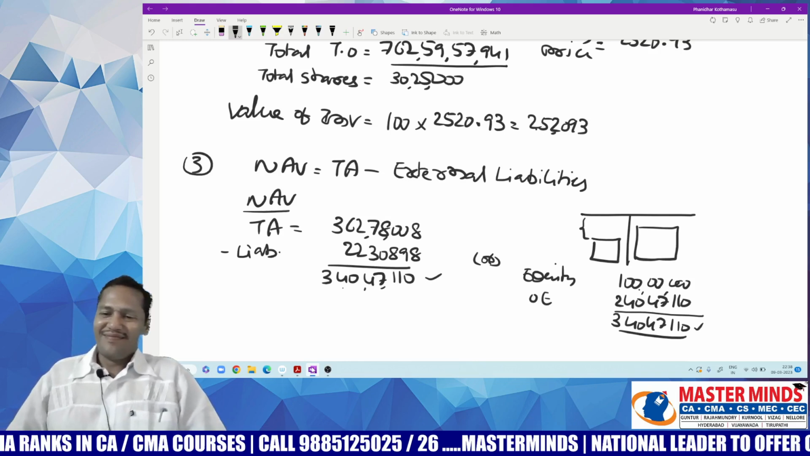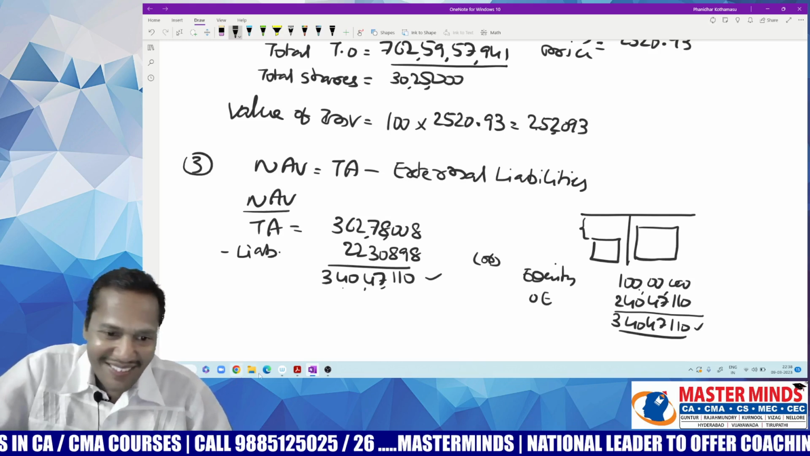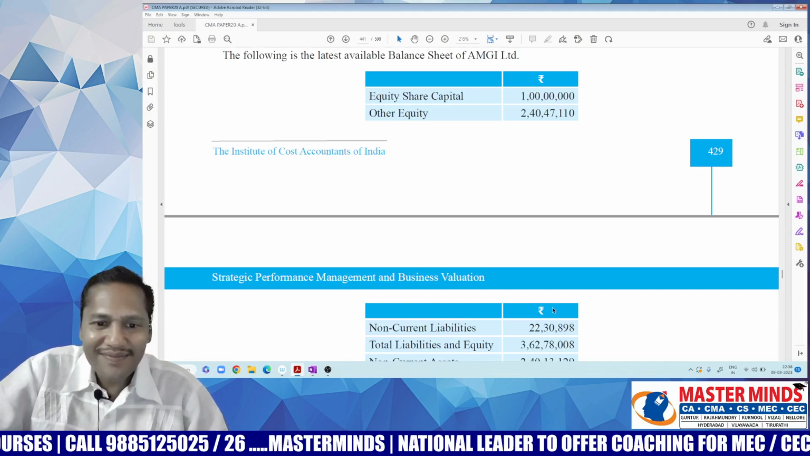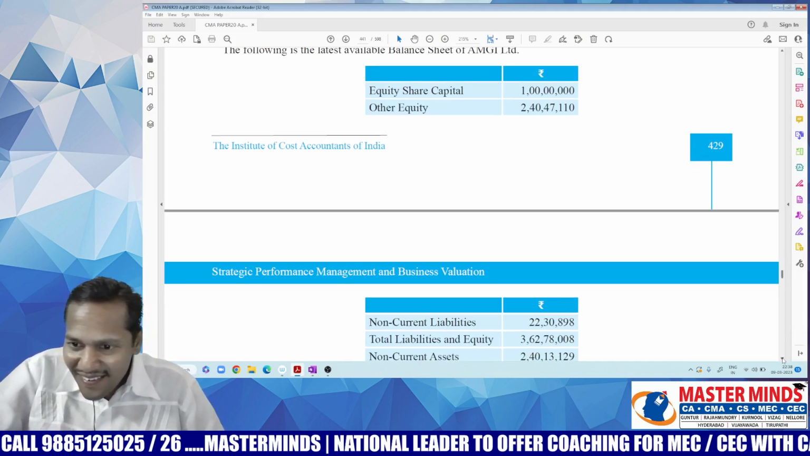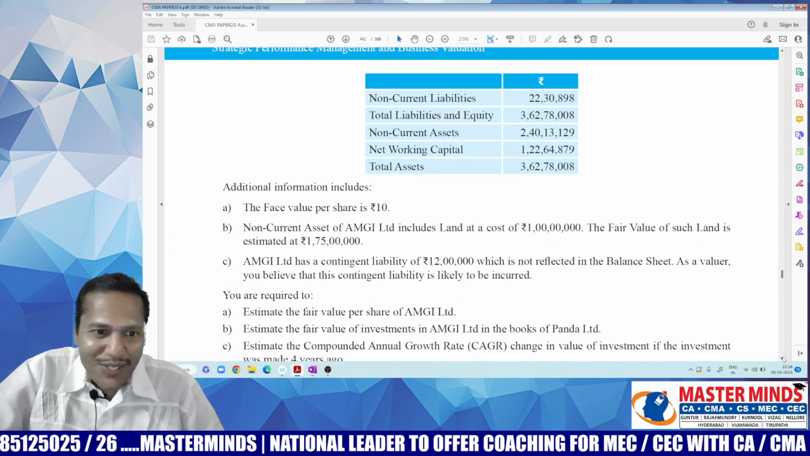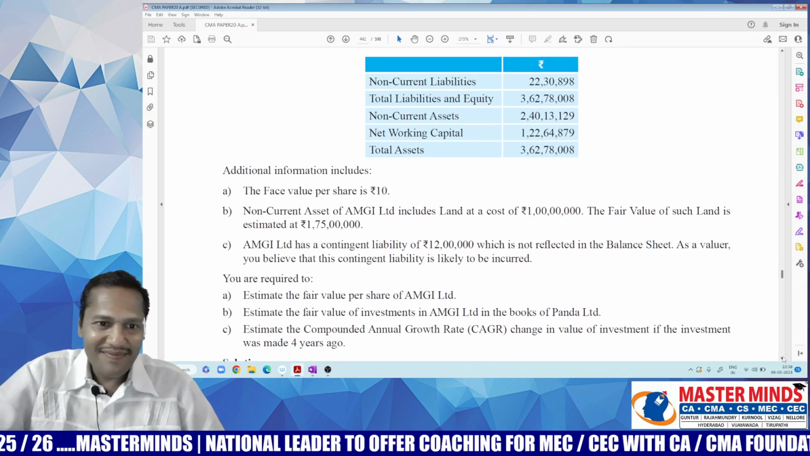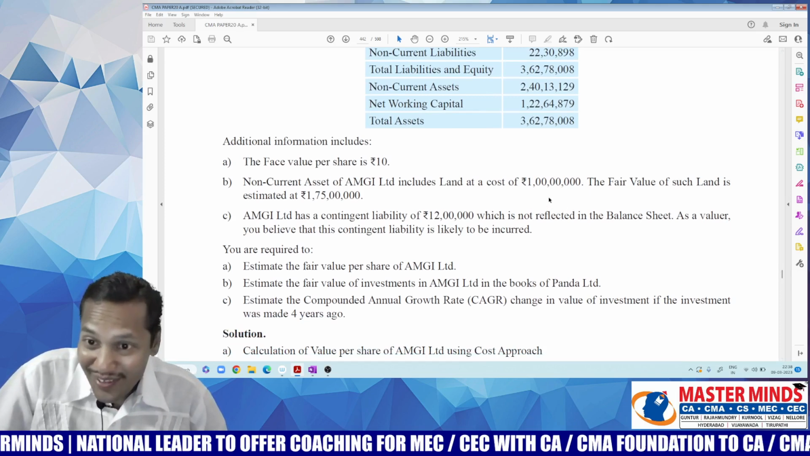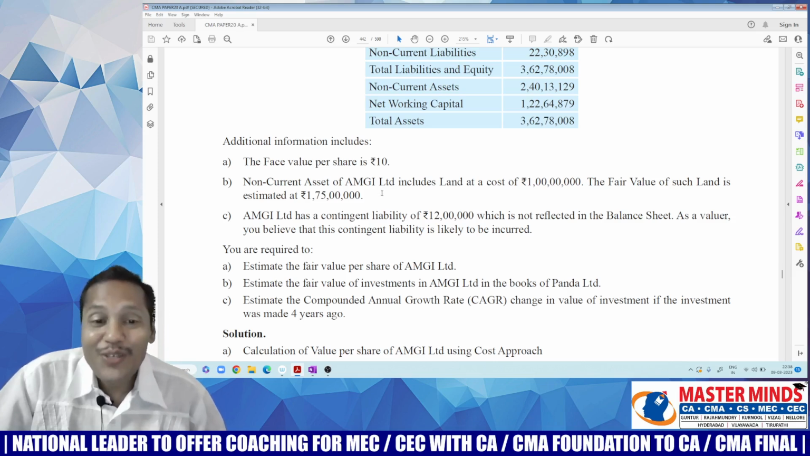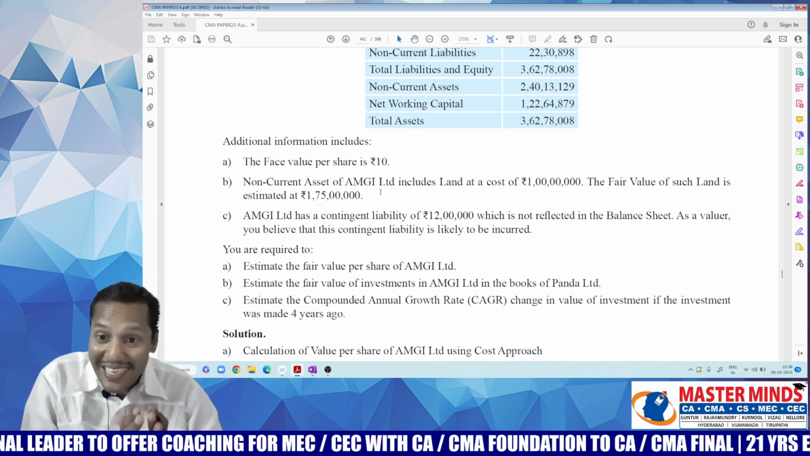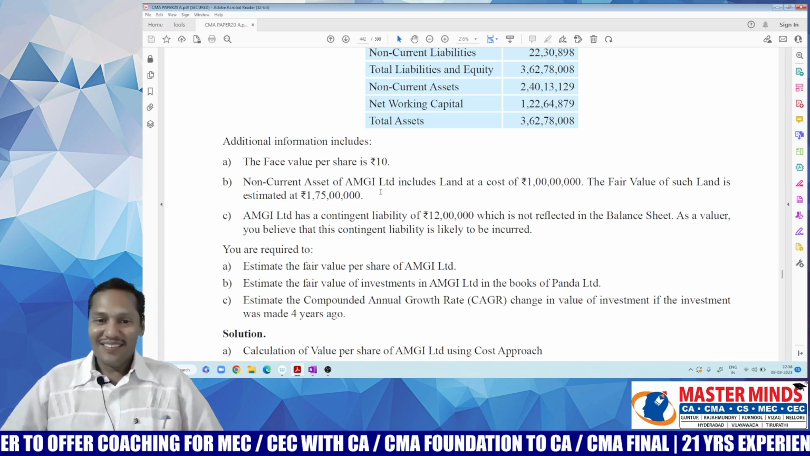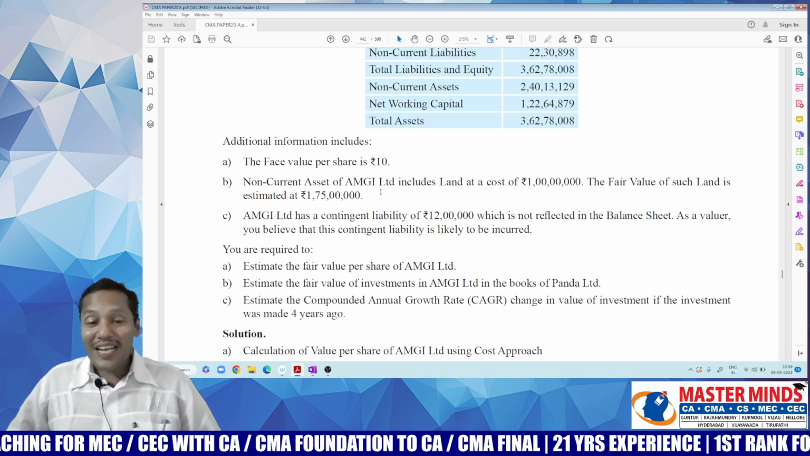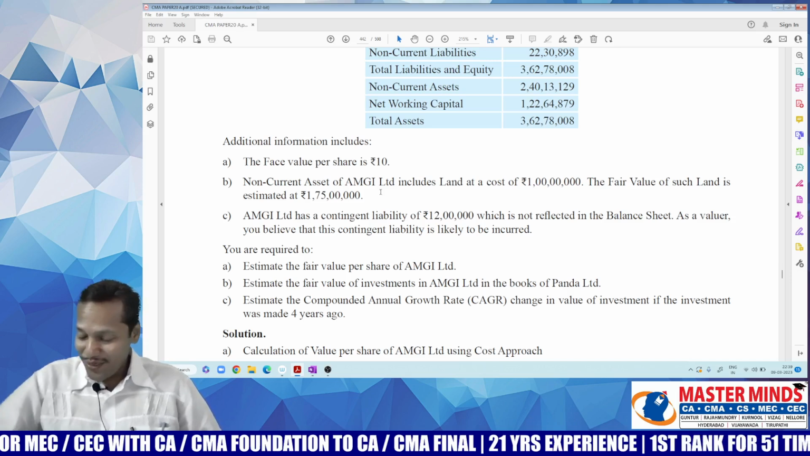Anything else to be adjusted? Definitely, we need to adjust the fair value changes whatever he has given. The cost of land is 1 crore. The fair value of land is 1 crore 75 lakhs. So there is an increase of 75 lakhs in the value of the land, and that we have to incorporate. And there is a contingent liability of 12 lakhs. That also we have to incorporate.